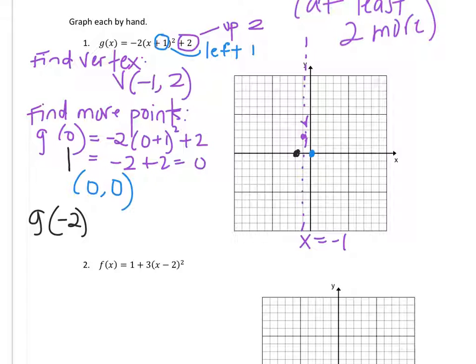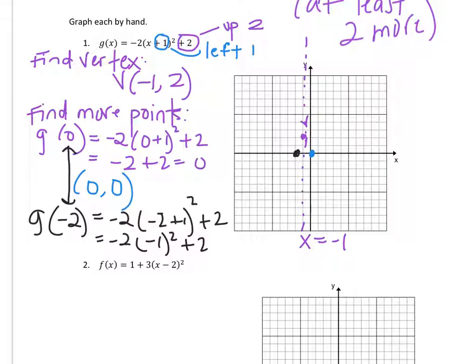-1 is smack in the middle of these two values, which makes sense because the vertex is in the center of this graph, using the x coordinate. So watch this. I get -2 times (-2 plus 1) squared plus 2. So I get -2 times -1 squared plus 2. When I do that, I get 1, -2 plus 2 equals 0. So I have another ordered pair there. I have 0, 0, and my other ordered pair is -2, 0.